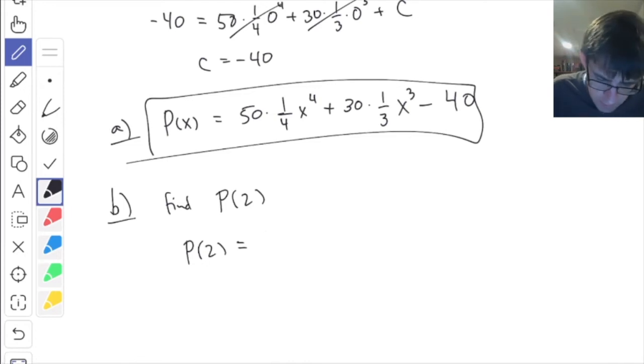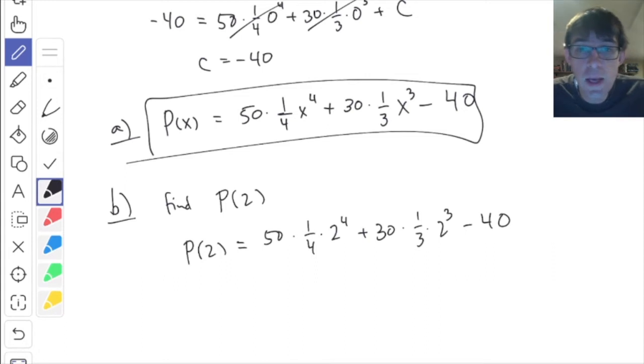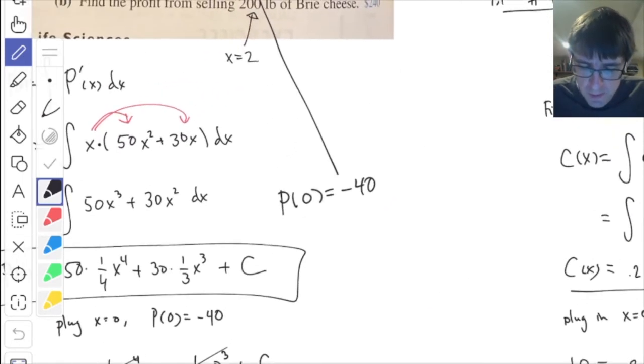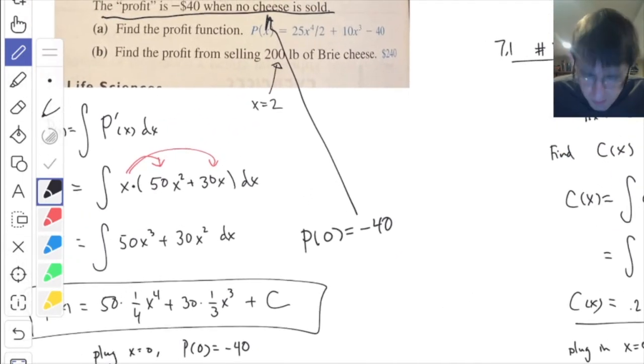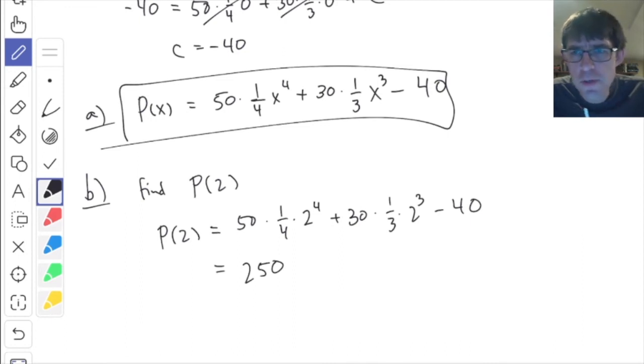So it's 50 times 1/4 times 2 to the 4th plus 30 times 1/3 times 2 cubed minus 40. And this you can put into your calculator. And what do you get? You get the right answer. Would you mind if I just, rather than typing that into my calculator, I look at the blue number? 240 is what you should get. Do you trust me that that really is 240? I don't know if you should trust me, but I don't want to do it in my calculator. All right. Any questions about that?